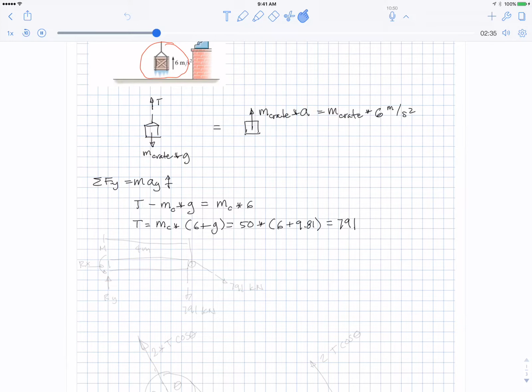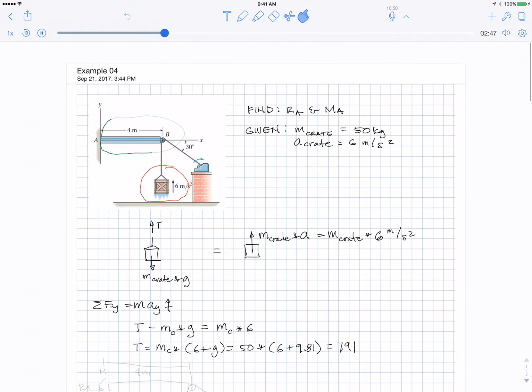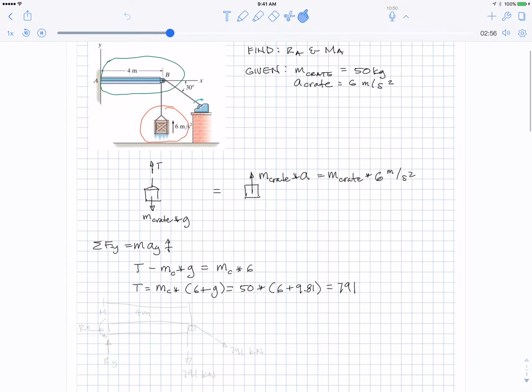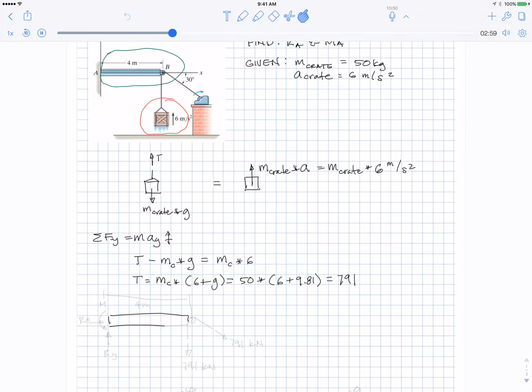Okay, but what they really want are the reactions at A, like in a statics problem, and this now turns into a statics problem because the beam is not moving, only the crate's moving. So again, free body diagram, closed loop. Redraw only the things in the loop. So here's the beam was in the loop with this little pulley, this string, and this little piece of the string. Okay, that's what's in there. Put in whatever force is in the loop.